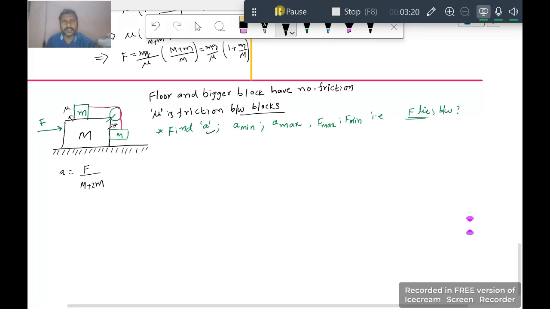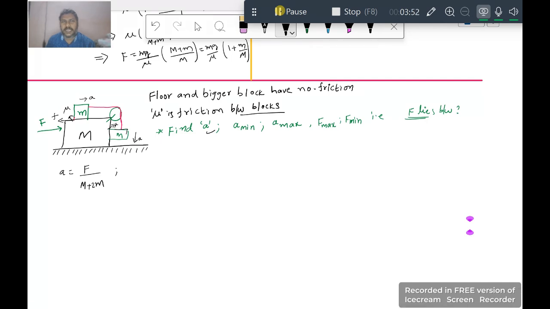Now it is asking to find out A minima and A maxima. So when this one can have the acceleration downwards, then this one also has acceleration. It is downwards, which means this acceleration also has to come like this. Then friction is acting in the opposite direction. So this friction is opposing the acceleration.